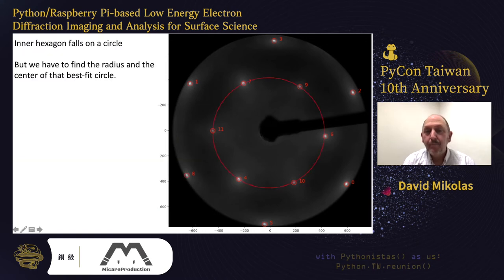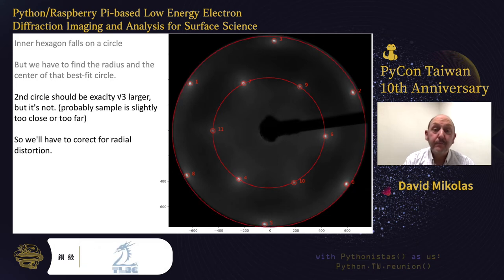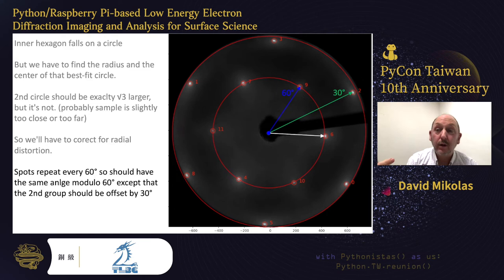Okay. These central spots should fall in a circle, and they do. And we can use that circle to find the center of the image. We don't know where the center of the image is exactly, where the center of the LEED image is. So we will fit a circle to those six spots. That defines the center. Now, the second circle, the second group, should be square root of three larger, and it's not quite. So we're going to have to correct the radial distortion as well.